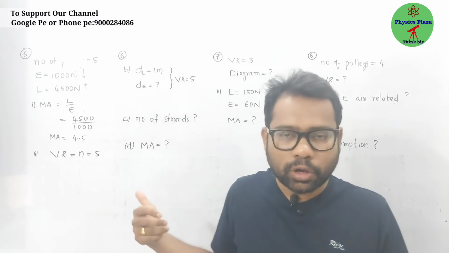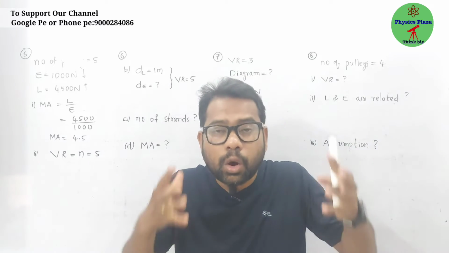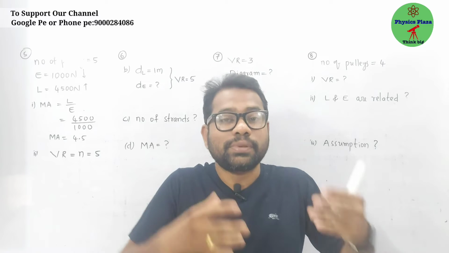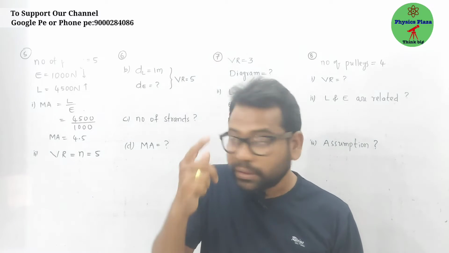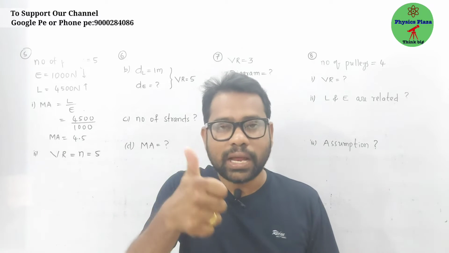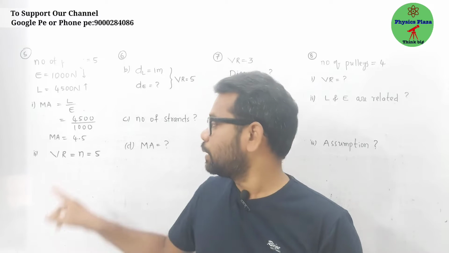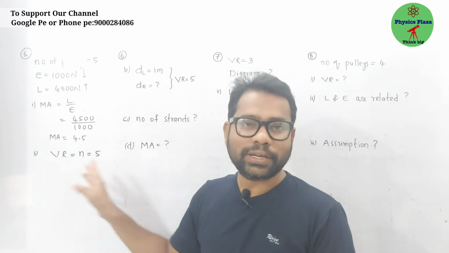Children, look here. Is it an ideal system or an actual system? Actual system only. Sir, how can we say that a given block and tackle system is ideal or actual? If the mechanical advantage is equal to velocity ratio, then it is an ideal system. In all other cases, that is in all practical cases, mechanical advantage is less than velocity ratio.